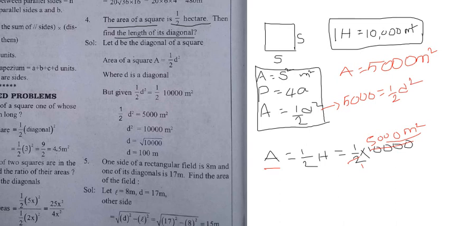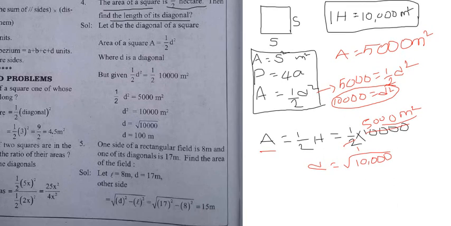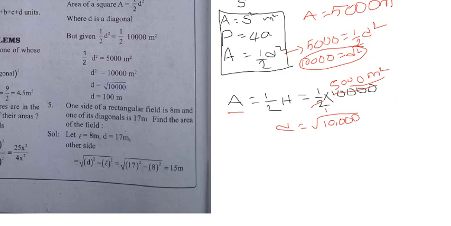Now if it comes to this side, then what happens? 2 times 5,000 is 10,000. That is equal to d squared. Now from this, can you find the d value? Yes, I can. d is equal to under root of 10,000. And the root of 10,000, how much, guys? Here 1 out of 4 zeros, just write 2 zeros. That is in meters. That's the answer. Your diagonal is 100 meters.